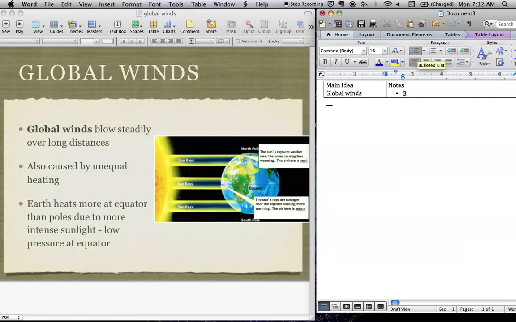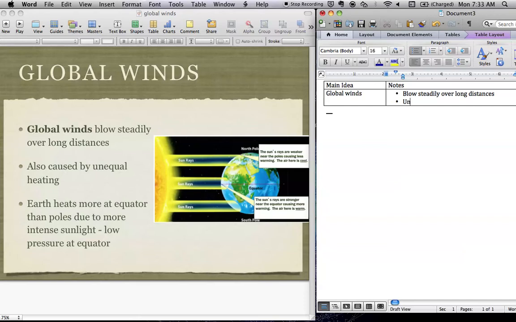So global winds blow steadily over long distances, right? And they're caused by unequal heating because at the equator, the Earth gets more intense sunlight than it does at the poles. So we get hotter air here at the equator. We know when temperature goes up, pressure goes down. So we have low pressure at the equator, cold temperatures and high pressure at the poles, both of them. And so we would get air flowing from the poles to the equator.